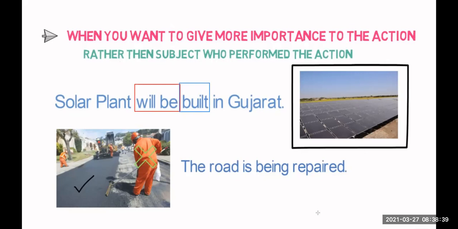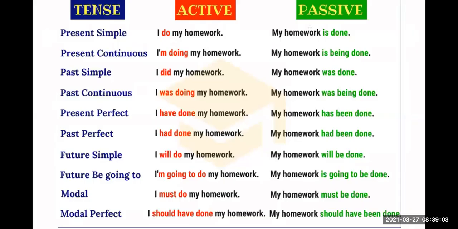In the next sentence? Present continuous. Present continuous, right? Very good. And here we have the verb in the past participle form. Okay. Any questions about this, about the passive voice?